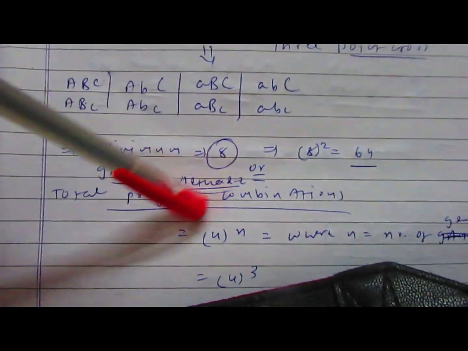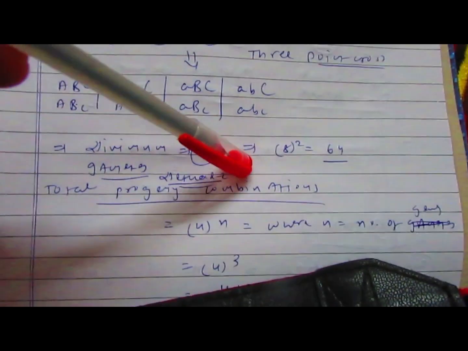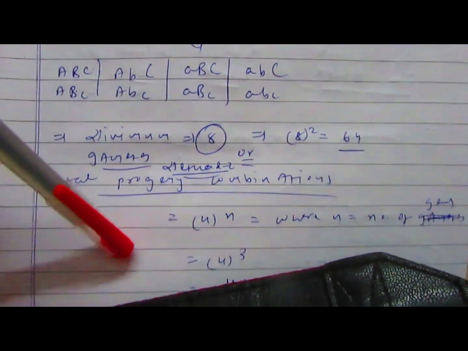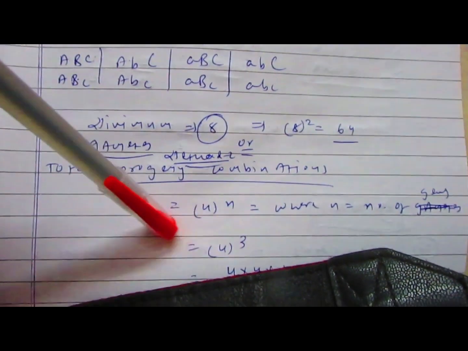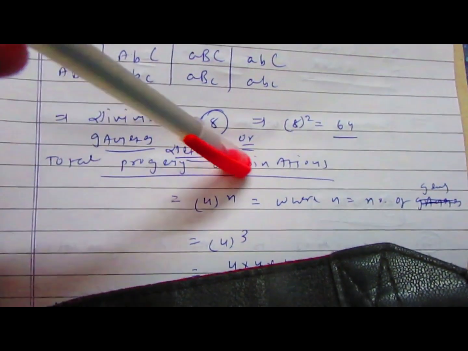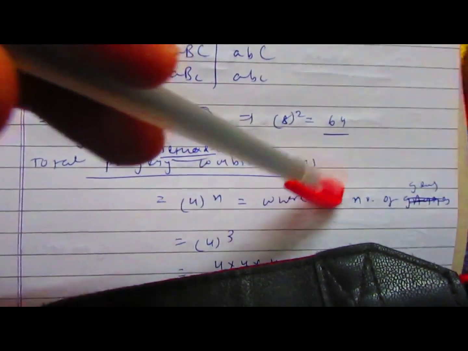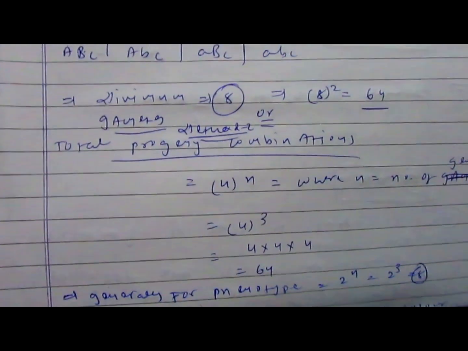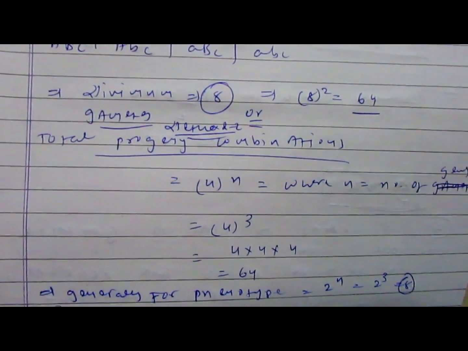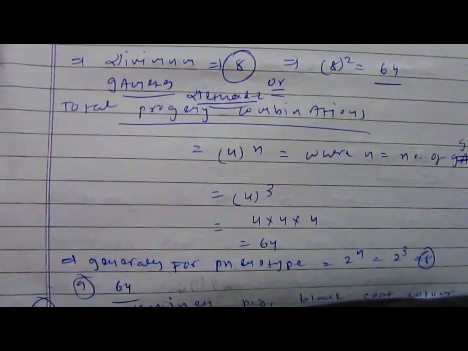Whereas in another method, the total number of combinations we can find is by directly applying the equation, that is 4 raised to n, where n is the total number of genes. Here the total number of genes which are given is 3, that is equal to 4 raised to 3, which is equal to 64. So the answer is 64.